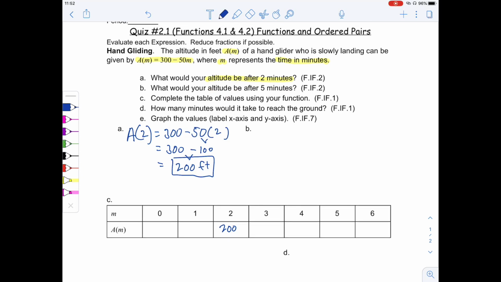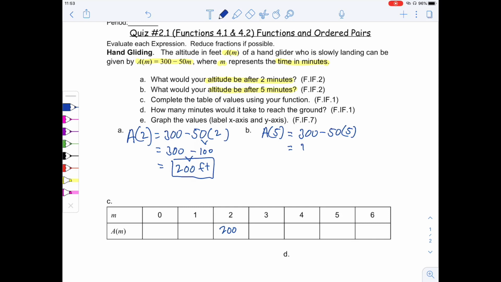And then part B says what is the altitude after 5 minutes. So same process, altitude except for 5 minutes. So altitude at 5 minutes is 300 minus 50 times 5, and then we're going to calculate that. So 300 minus, and then 50 times 5, 250. 300 minus 250 is 50, and this is in feet. So 50 feet. So at 5 minutes is 50 feet, right? So that's part A and B.